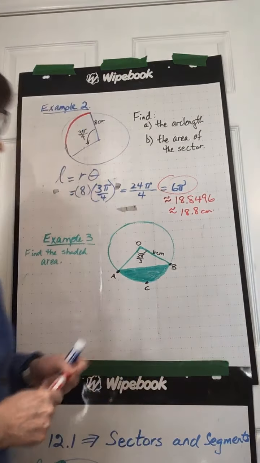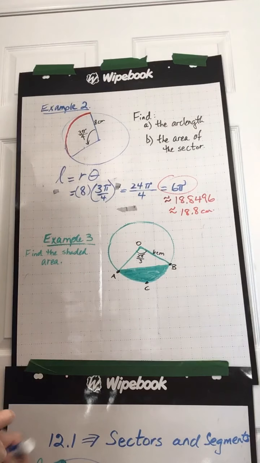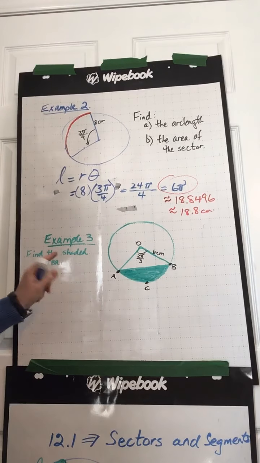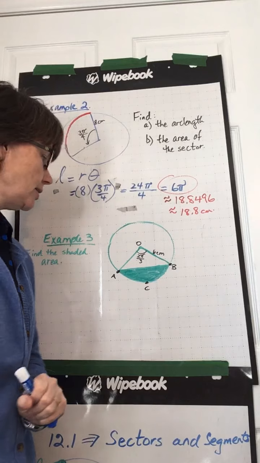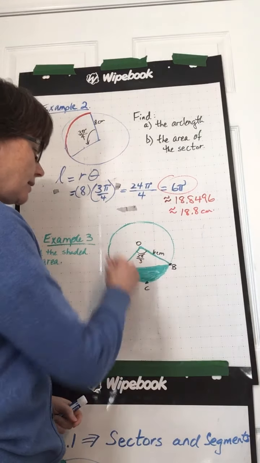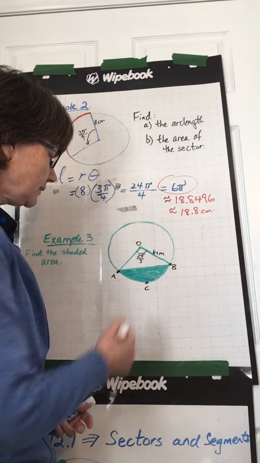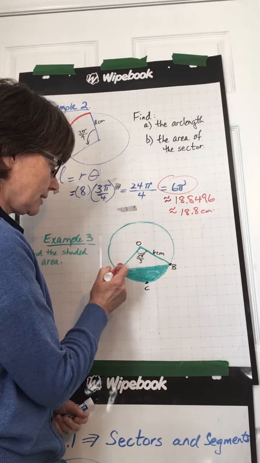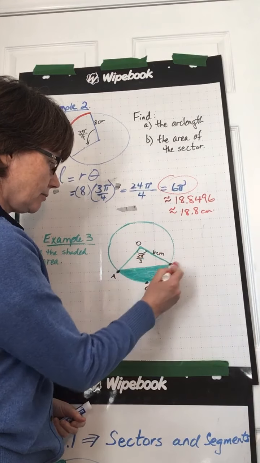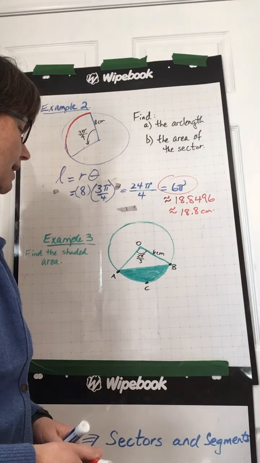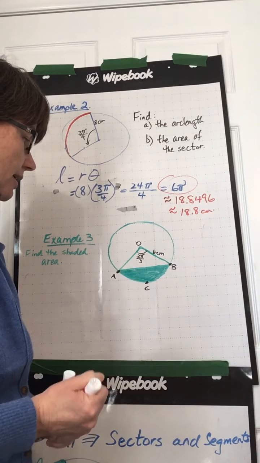Okay. Next example, example 3 from your textbook. Find the shaded area. Okay, so here we have our diagram. We have this sector, which is AOBC, around here, this sector. And we need to find the shaded area.